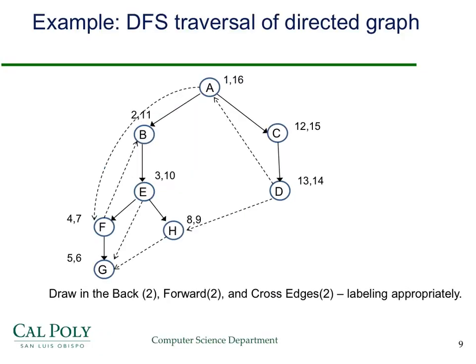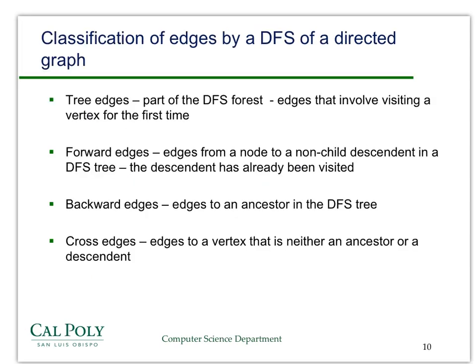Here's a picture with those just drawn in more carefully. On this slide we have more careful definitions of what's going on in a depth first search on a directed graph. In our case, we only had a tree, but in general you'll get multiple trees, and so we refer to that as a depth first search forest rather than just a depth first search tree. Tree edges are just the edges that involve visiting a vertex for the first time.